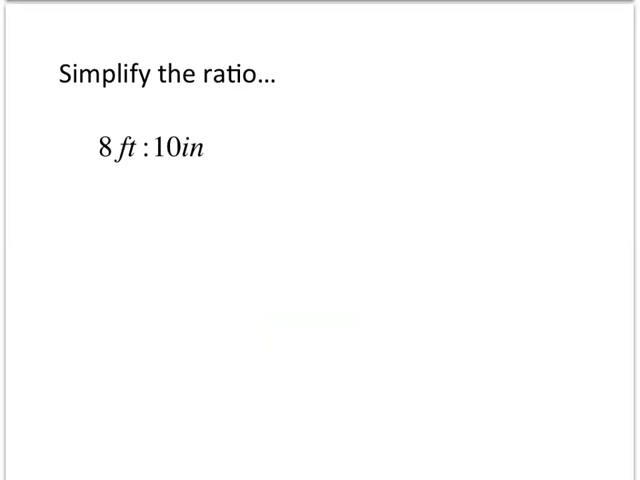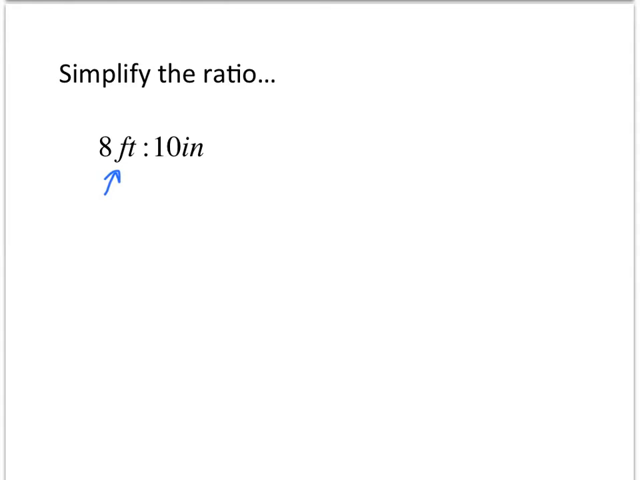In our second example, again, I want to simplify this ratio of 8 feet to 10 inches. Now, there's two things we want to recognize here. First of all, they're not in the same unit, and then also they're not written as a fraction here. So the first thing I recognize is that I have feet and I have inches. I either need to convert feet into inches or inches into feet. Now, I often think it's easier to take the larger unit and make it smaller. So between feet and inches, I recognize that feet is the larger unit.